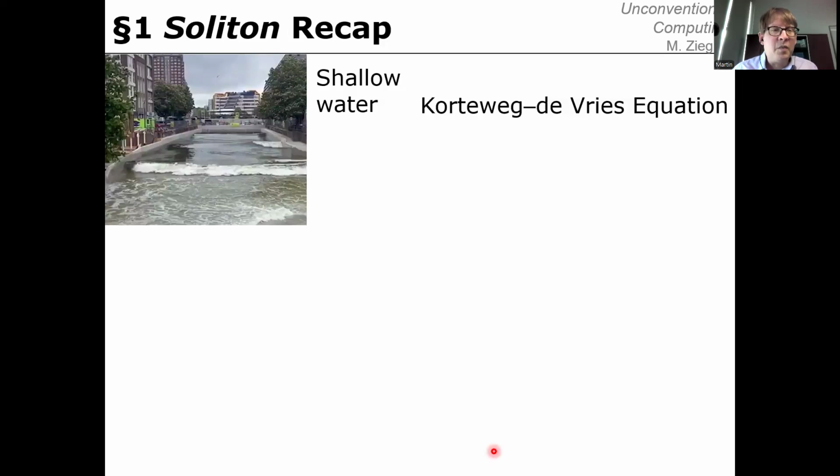So here you see, actually people like to surf nowadays in these canals in the Netherlands.